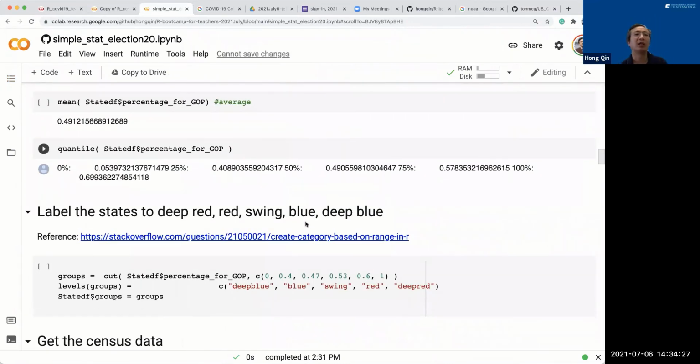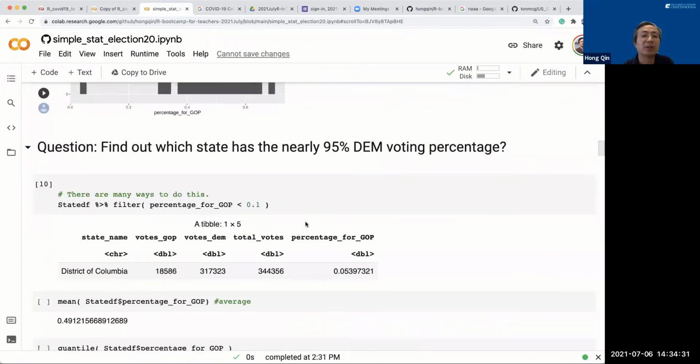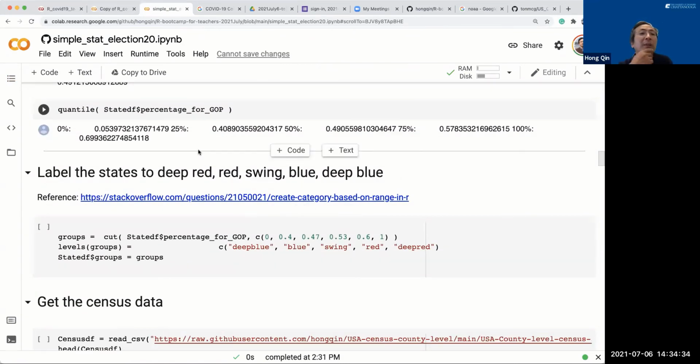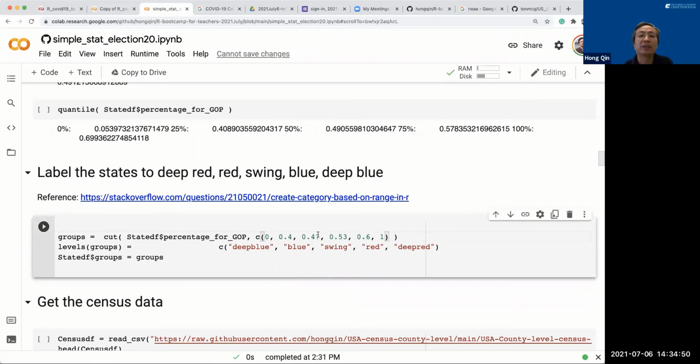There are so many data out there. So here and now I'm going to label the states as deep red, swing, blue, deep blue, and I just made up my own definition. I'm not sure whether that's even correct or not. So any state between 47 and 53 percent, that's a swing state. Below 0.4, that would be deep blue. Above, vote for GOP greater than 0.6, that's deep red.